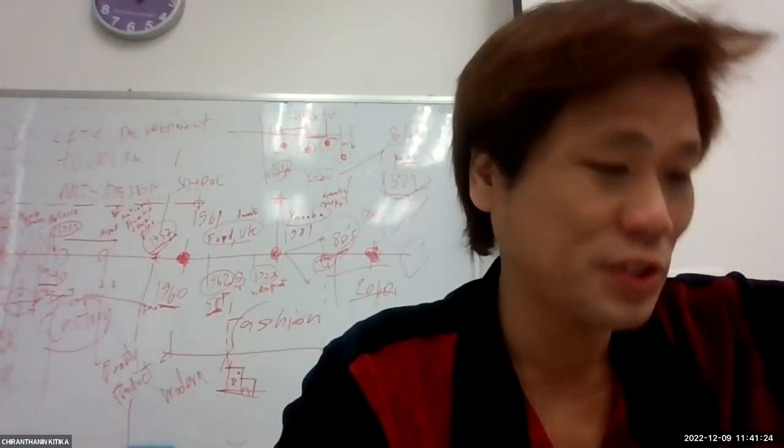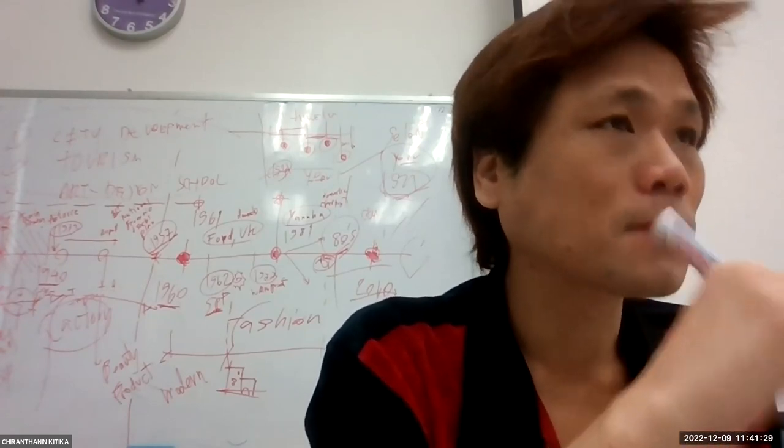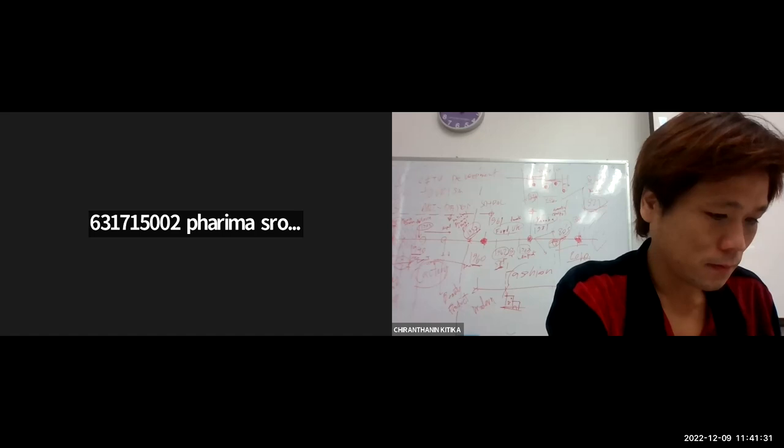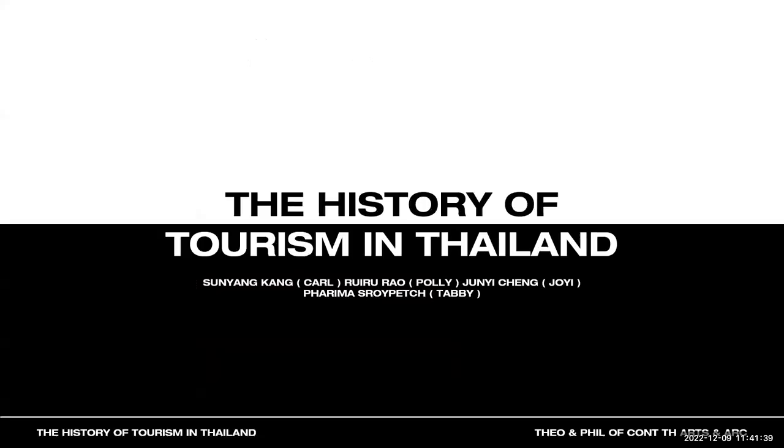Okay, Khan, you want to present? So we have Parima here as well. So most of the groups have four members, but only group number three has three members, right? If you're ready, when you speak up, you have to open your mic so people on Zoom can hear you. Okay.